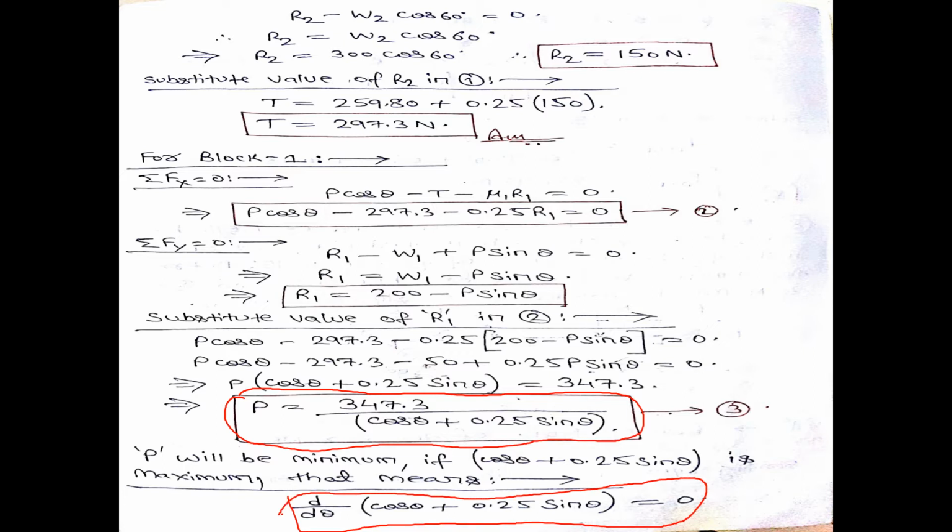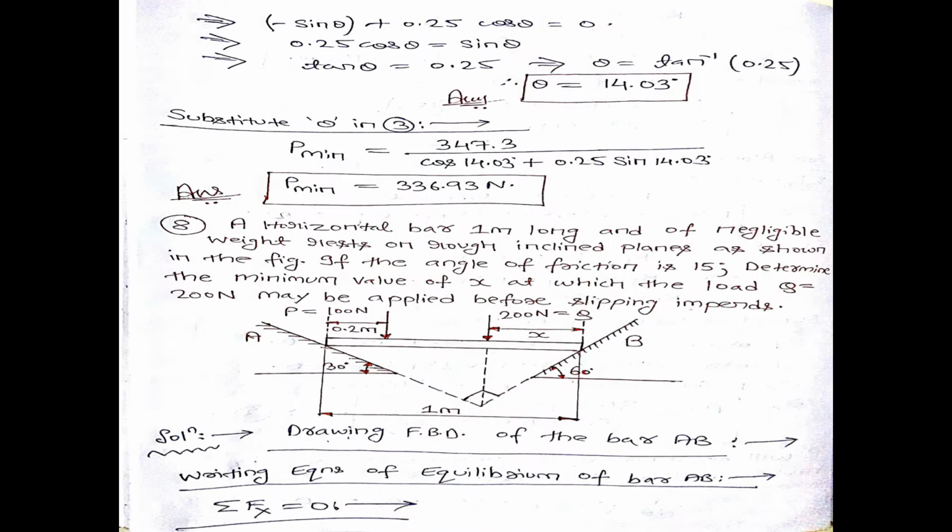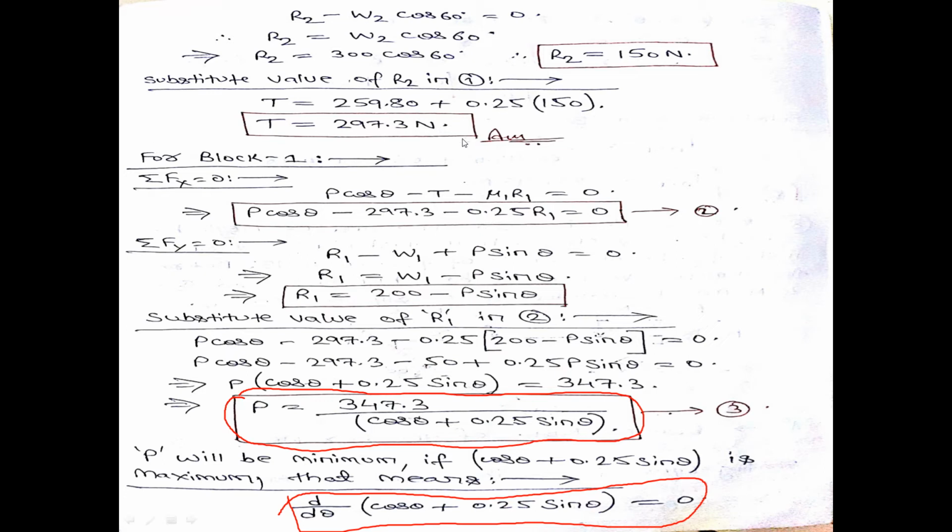Okay, so let us differentiate it. Once you differentiate it, you will get the value of theta as 14.03 degrees. This is the second part of the problem. It has been told in the problem that you have to find out the value of force P as well as the direction. So direction is how much? That means you have to apply force P at an angle of 14.03 degrees from the horizontal, then only the entire system will move.